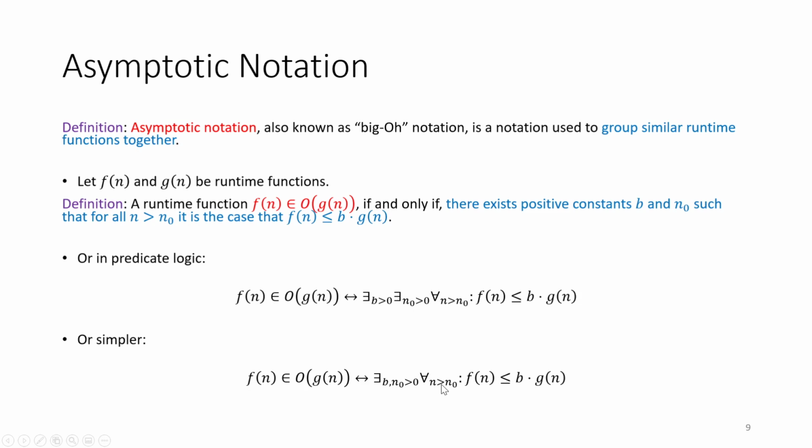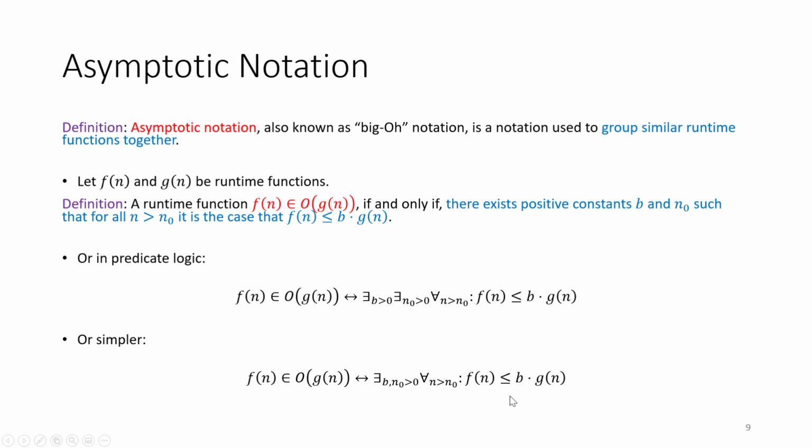Well, a good candidate for n naught, the one that I usually will pick if I don't have any better one to pick, would just be 0 itself. That would be all the positive numbers. If I can show this is true for all the positive numbers, then I'm done. I'm happy. Okay, I've proven my big O bound.